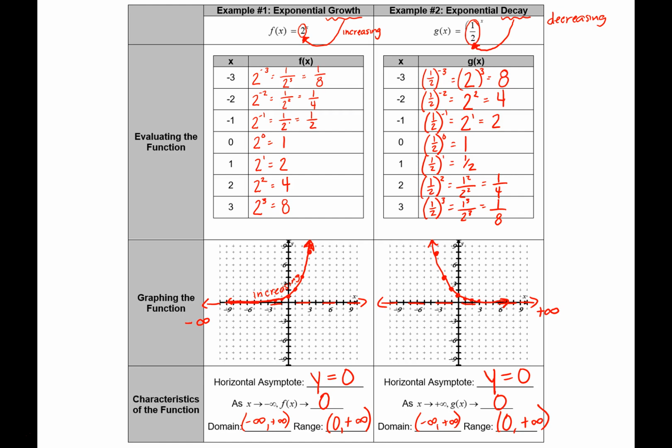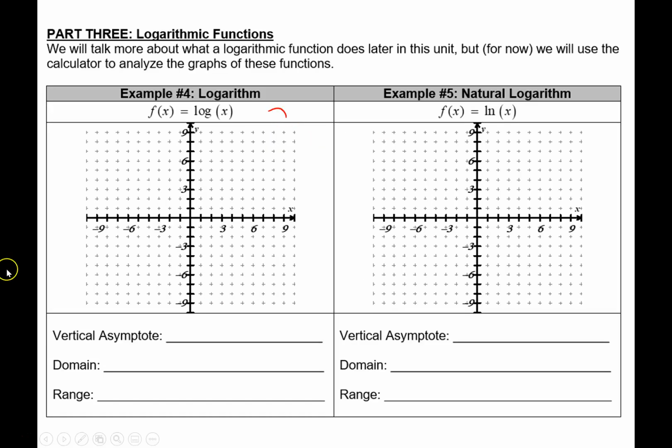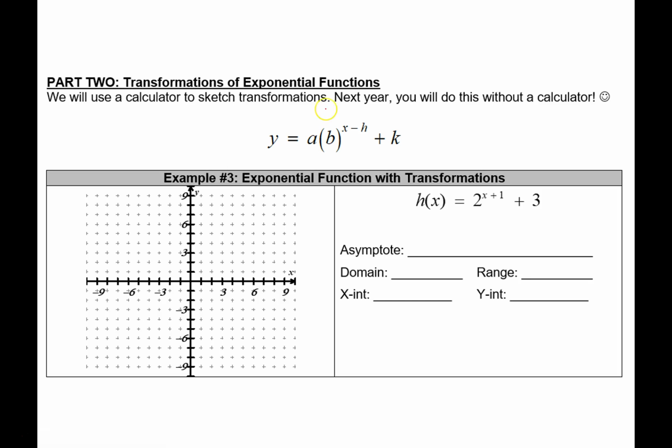So now let's talk about when this basic function gets moved around some or transformed. You are going to be working with a formula that's really quite similar to what we've worked with all year. Notice that our formula still has an h, a k, and an a value. This b stands for base. That was where the 2 or the 1/2 was in the previous problem.